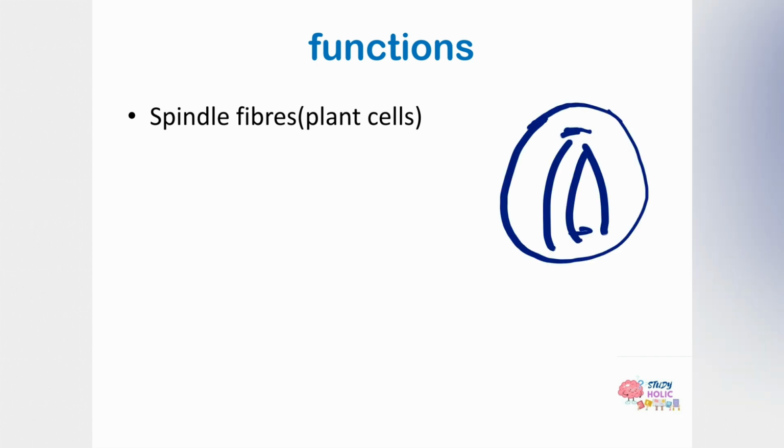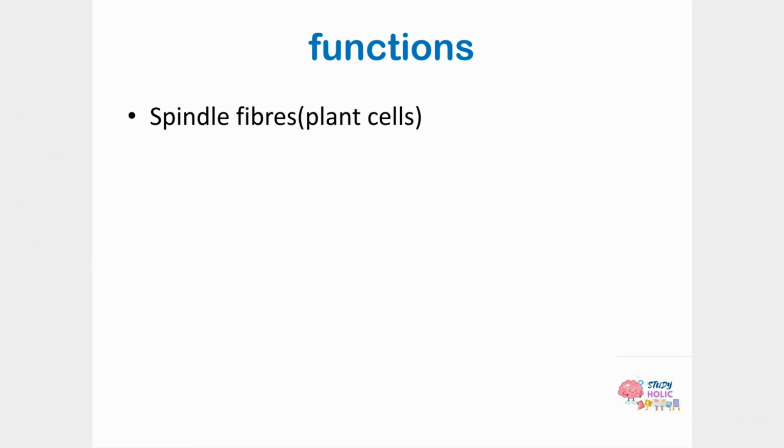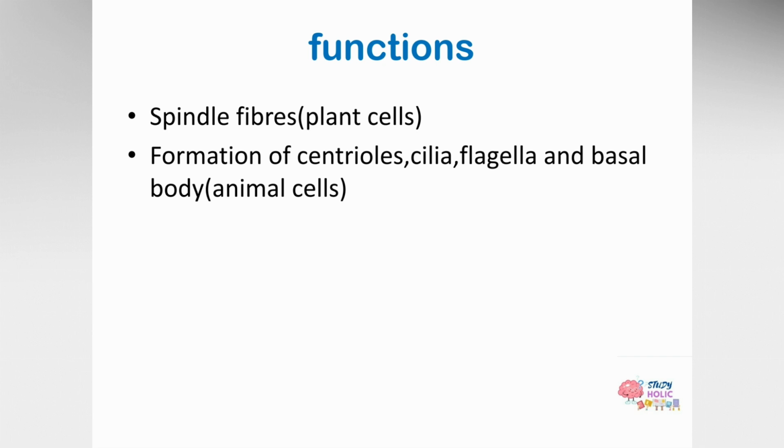Here I have drawn the spindle fibers that run through the cytoplasm during the cell division, and as a result, the chromosomes are arranged in this phase. I'll be discussing this further when we discuss mitosis and meiosis. Now let's forget about it. Discussing its role in the animal cells, in the animal cells it is basically responsible for the formation of centrioles, cilia, flagella, and basal body.